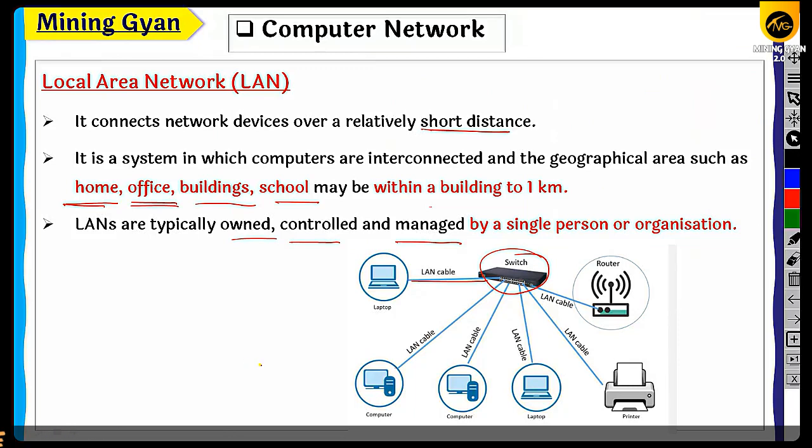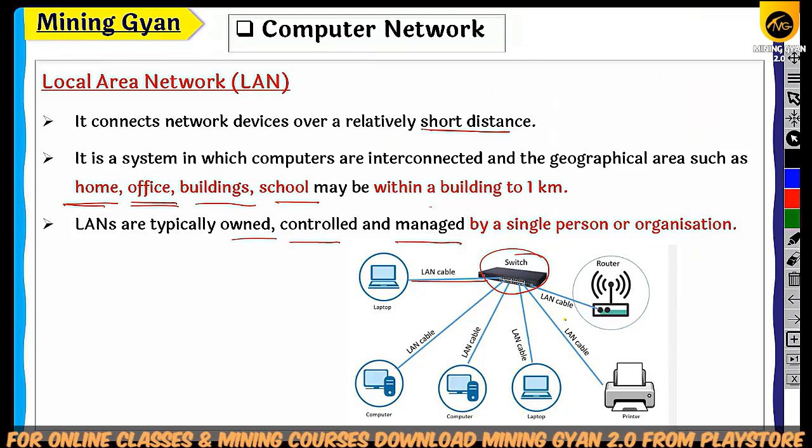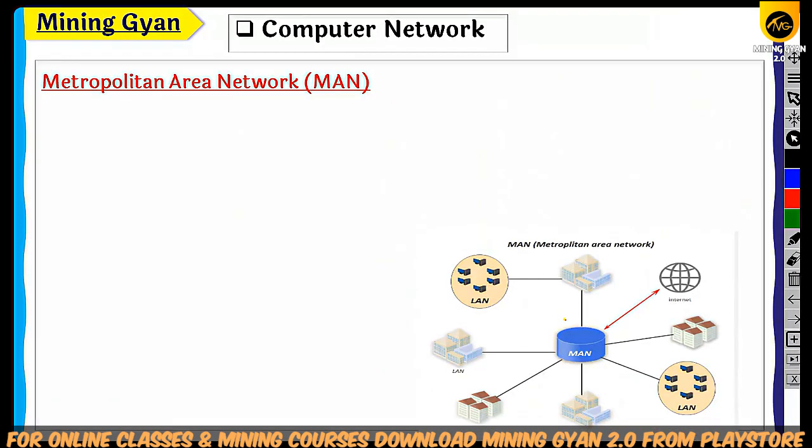Basically this kind of network is used in any kind of office, schools, buildings, or within our homes or houses. So this is the local area network. The range of this kind of network is within 1 kilometer. Now the second one is the metropolitan area network.